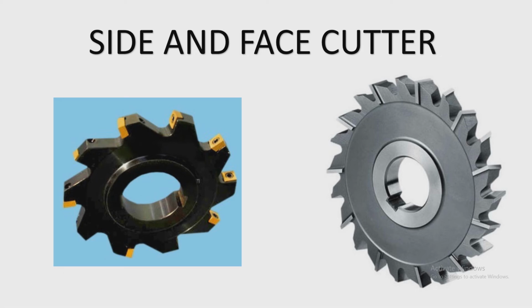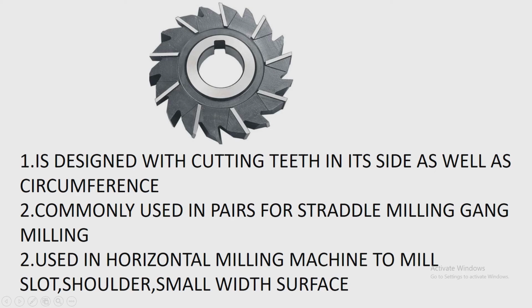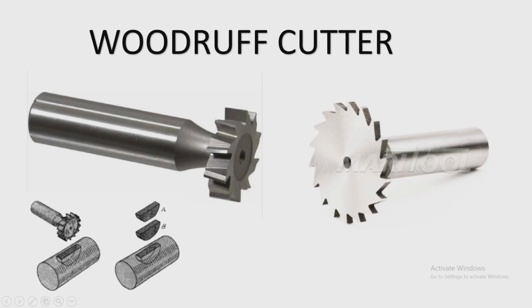Next one is the side and face cutter. This is designed with cutting teeth on its side as well as circumference. Commonly used in pairs for straddle milling and gang milling operations. These are used in horizontal milling machines to mill slots, shoulders, and small wide surfaces.